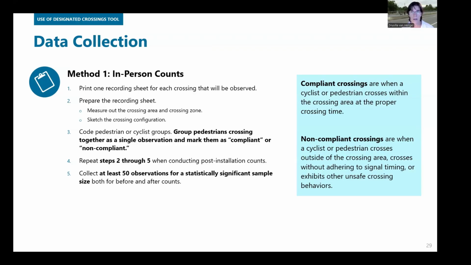If that area is not marked, and in the marked crosswalk if it is marked. Another way a user would be described as non-compliant is if they cross without adhering to the signal timing. In other words, they leave the curb after the pedestrian signal has indicated it's the appropriate time to leave the curb, during the don't walk or the clearance interval. And other unsafe crossing behaviors can also be observed as non-compliant.